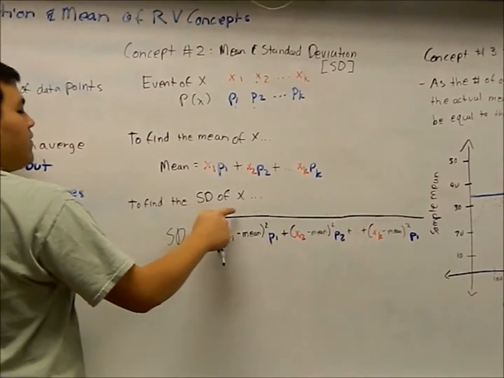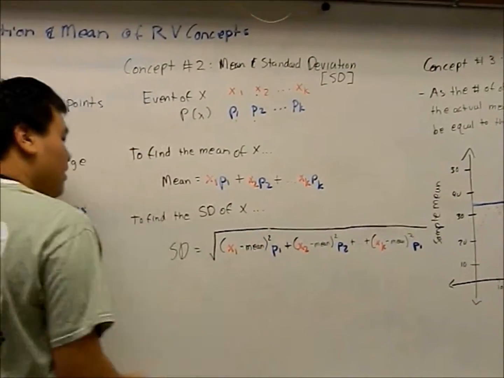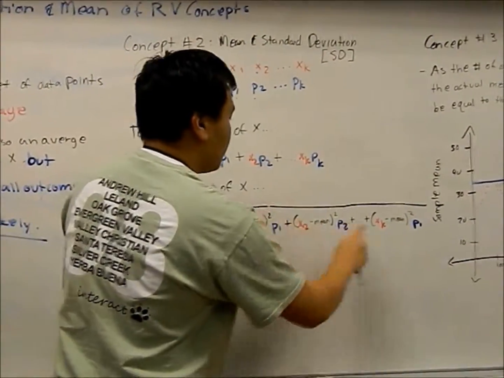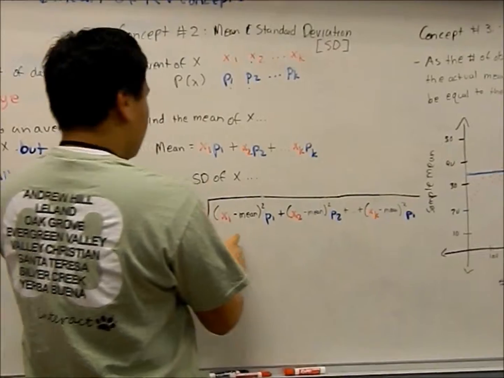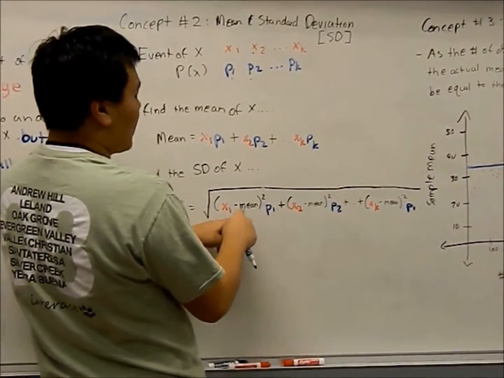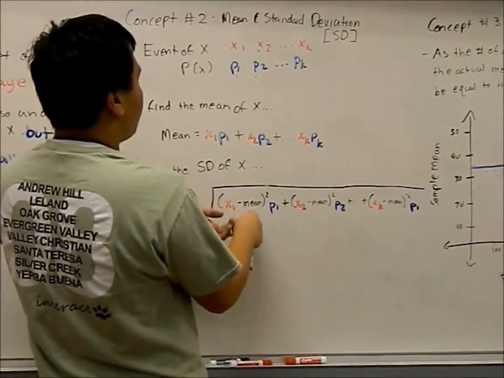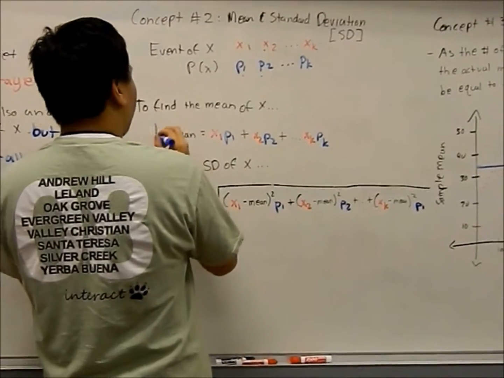To find the standard deviation of random variable x, you take the square root of this entire thing, you take this value, subtract it from the mean, which you either are given or you have to find through this formula.